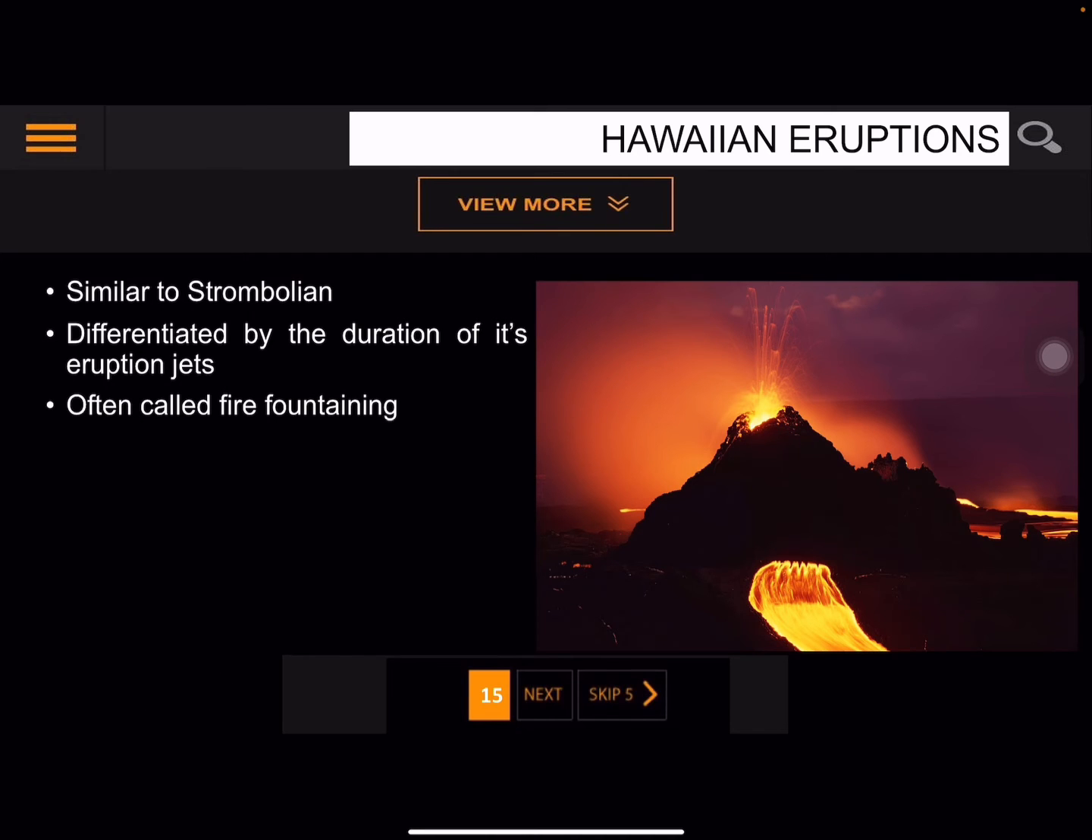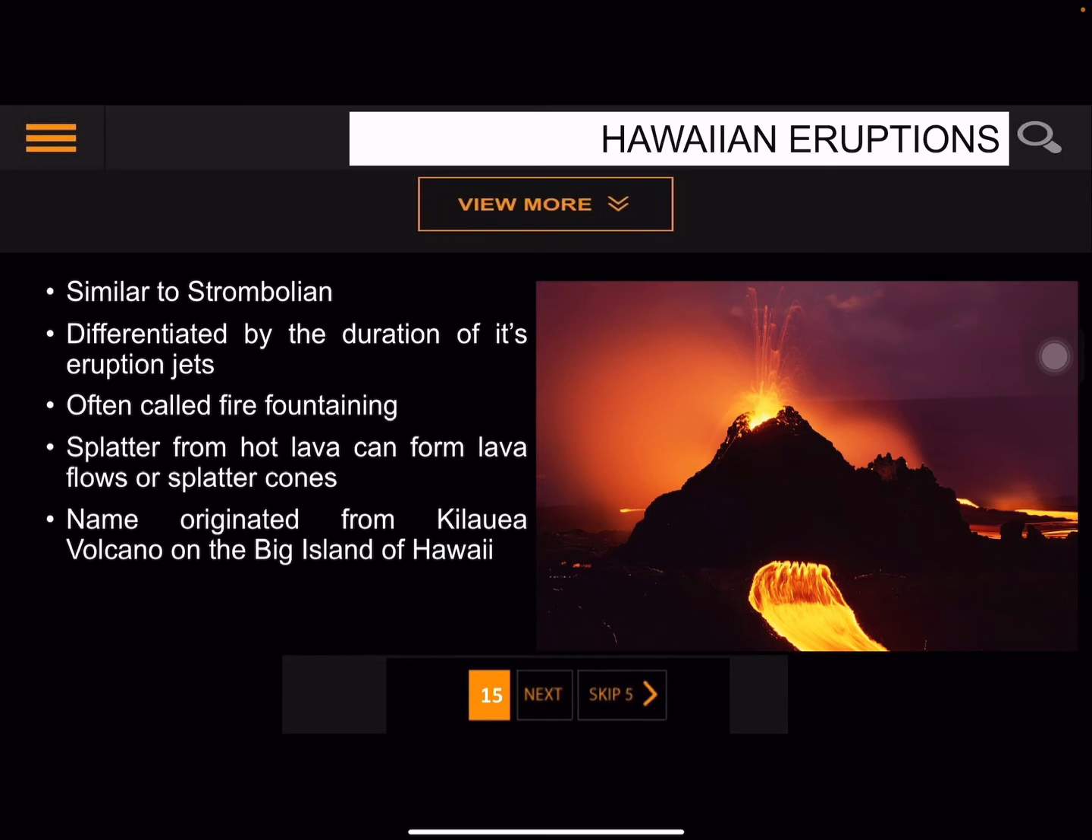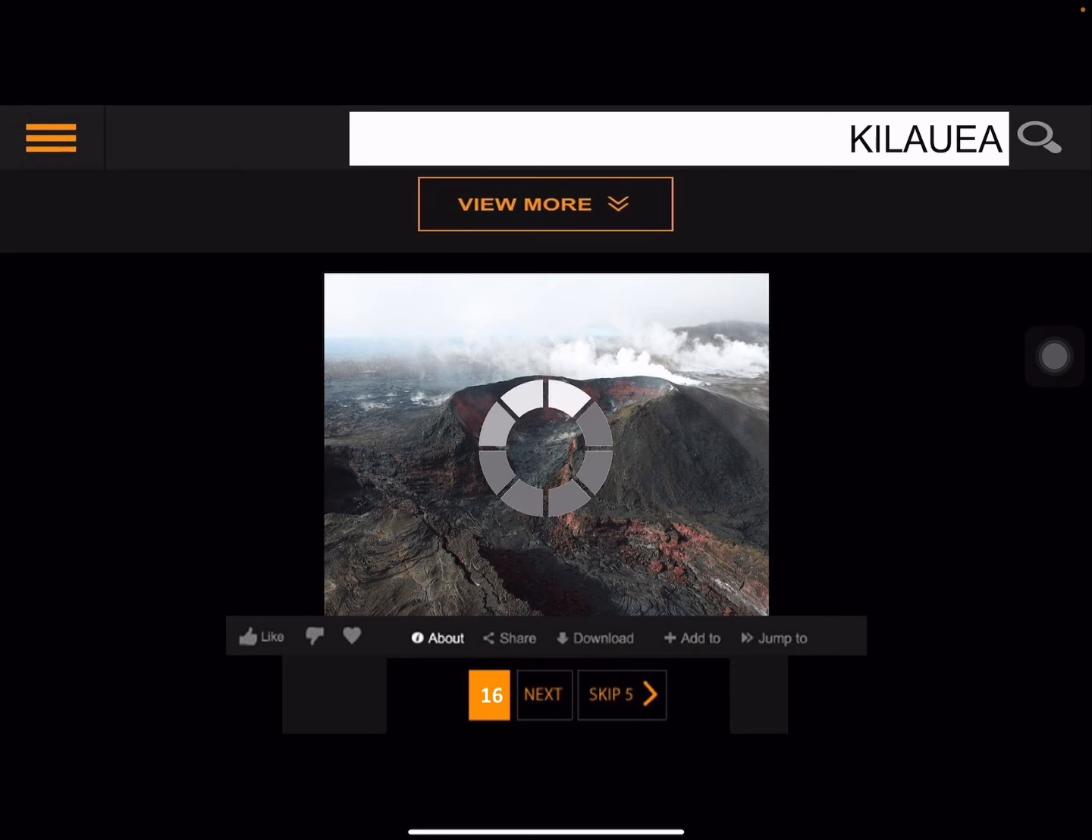The splatter from the hot lava falling out of the fountain can melt together and form lava flows, or build hills called spatter cones. This type of eruption received its name from the Kilauea volcano on the Big Island of Hawaii, famous for producing magnificent fire fountains that sometimes reach over 1,000 feet. Kilauea.